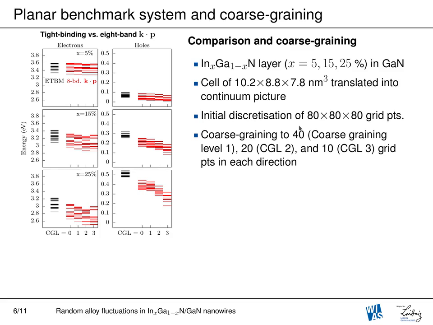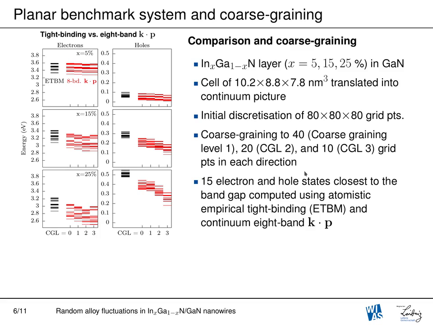We start with an initial discretization of 80 by 80 by 80 grid points in the continuum picture, and then apply some coarse graining to 40 by 40 by 40, 20 by 20 by 20, and 10 by 10 by 10 grid points in each direction to see how this more coarse-grained averaging of the local indium contents influences the electronic properties. What we compute then are 15 electron and hole states closest to the band gap.